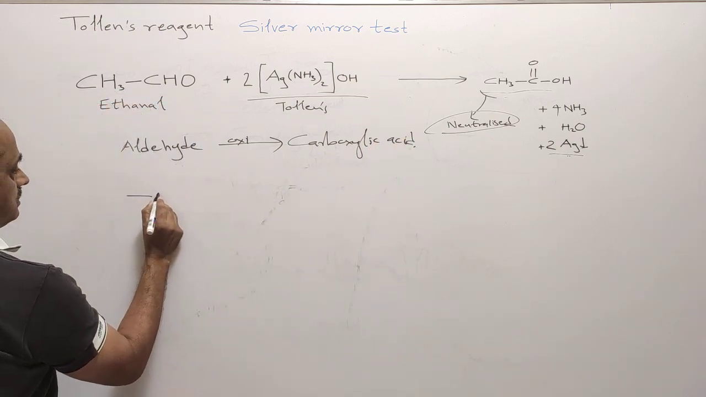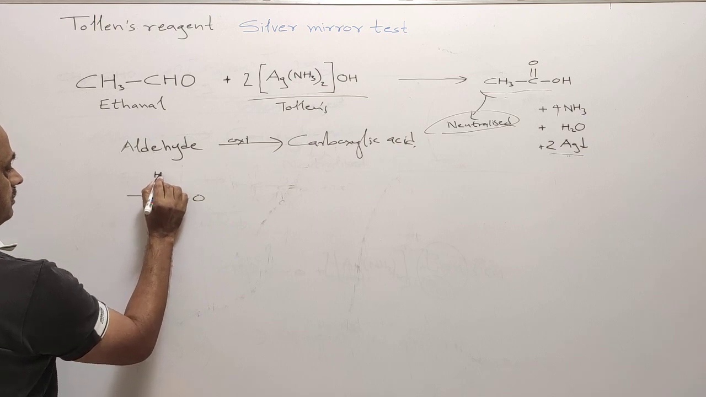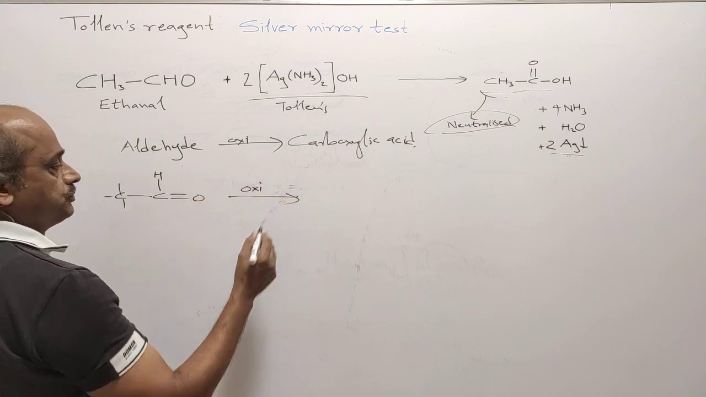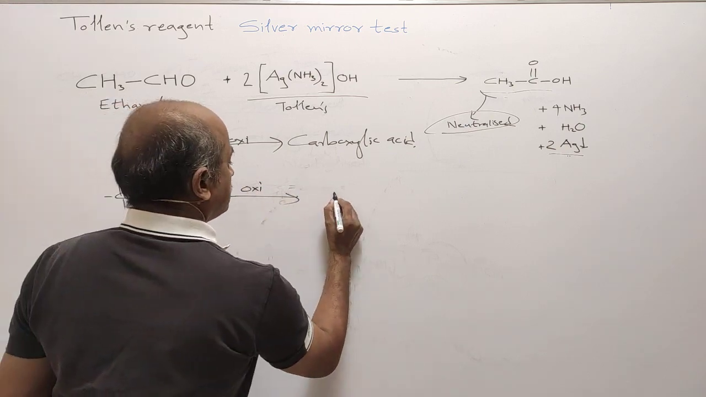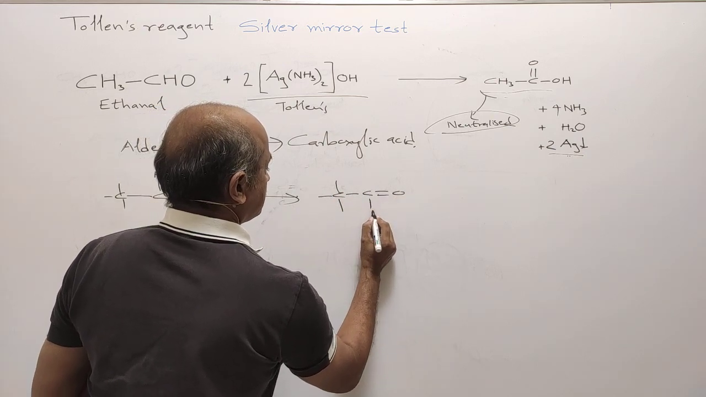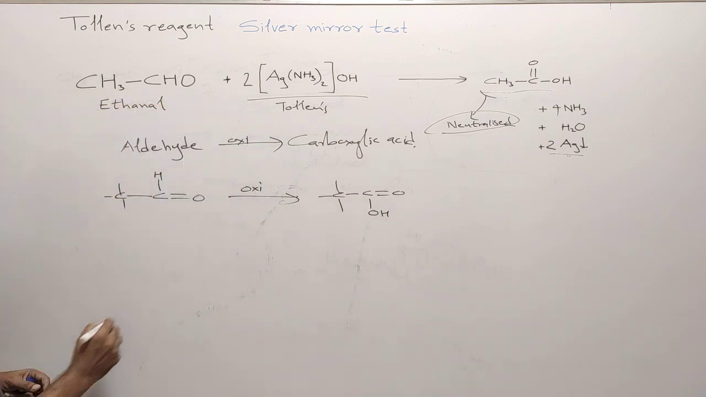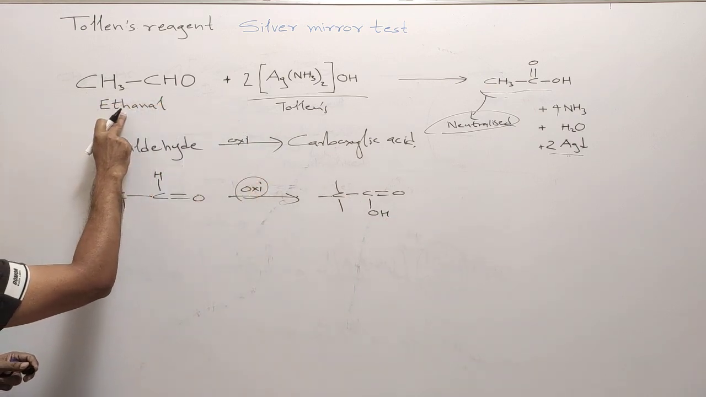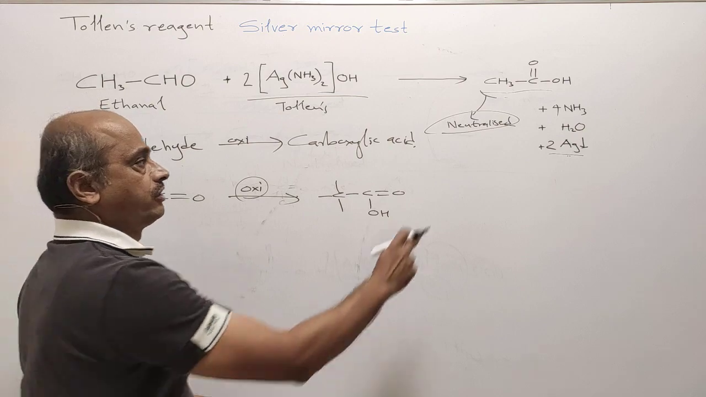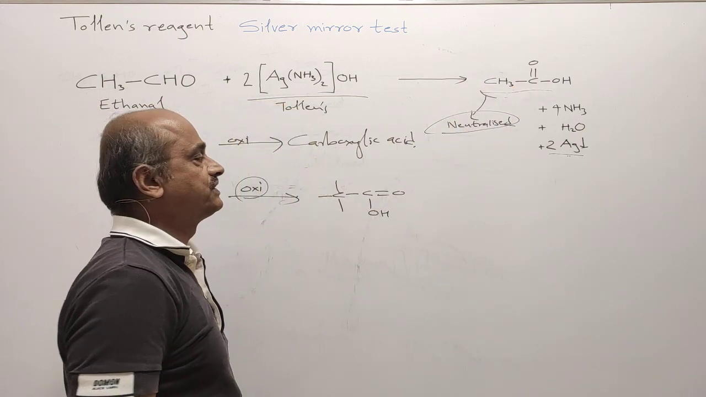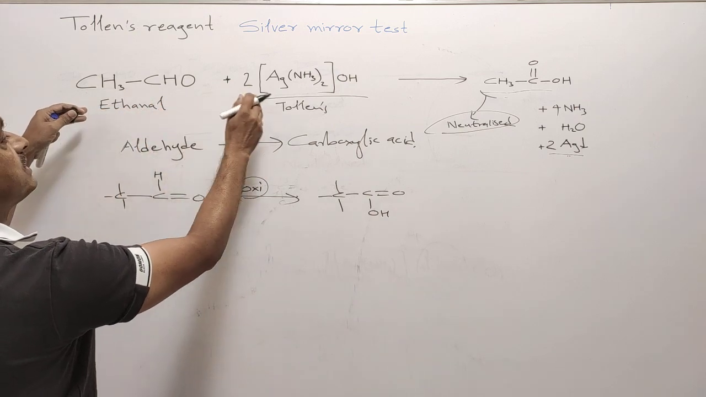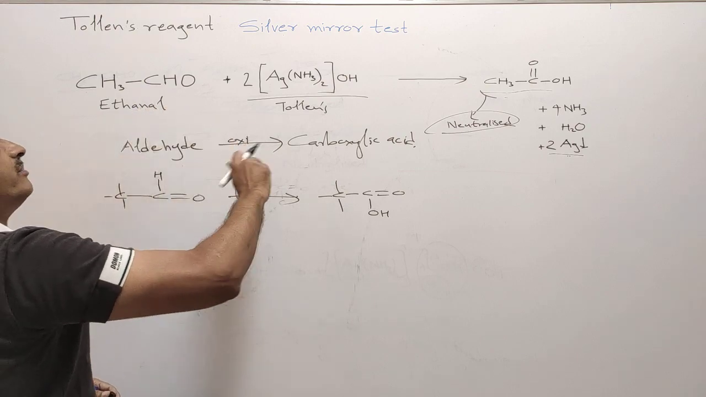Means aldehyde group, when it gets oxidized, gives the corresponding, depending on the aldehyde we have taken, carboxylic acid. So this is oxidation. So an aldehyde of 2 carbon atoms will give the corresponding acid of 2 carbon atoms, ethanoic acid, acetic acid. That is one thing. So the moment you write aldehyde plus Tollen's, the product is fixed.